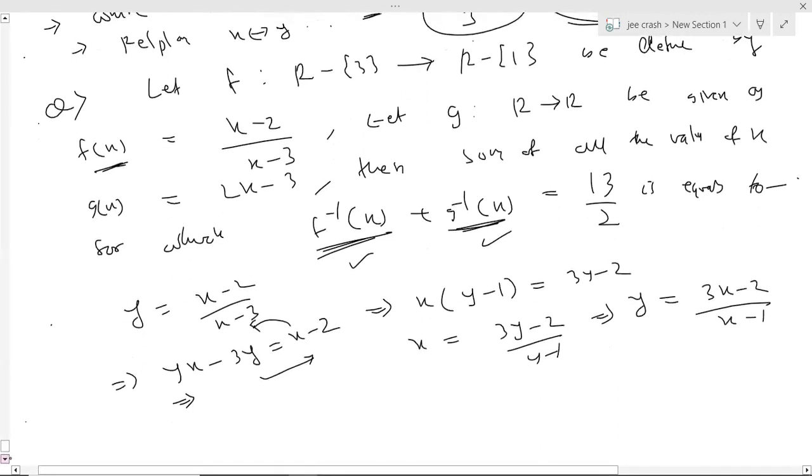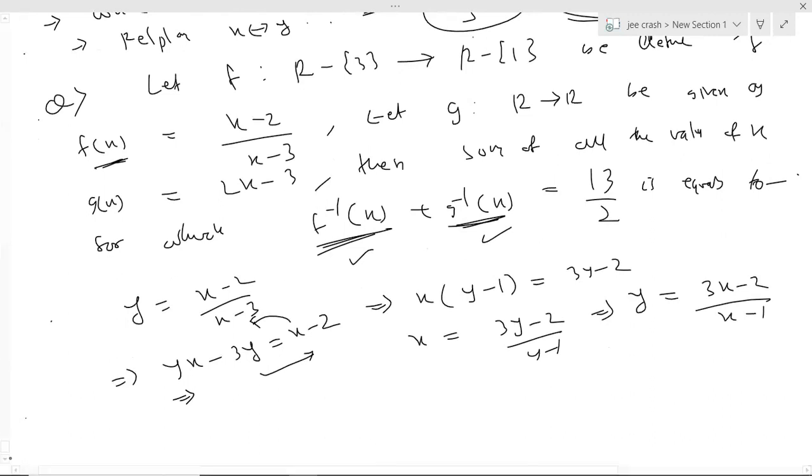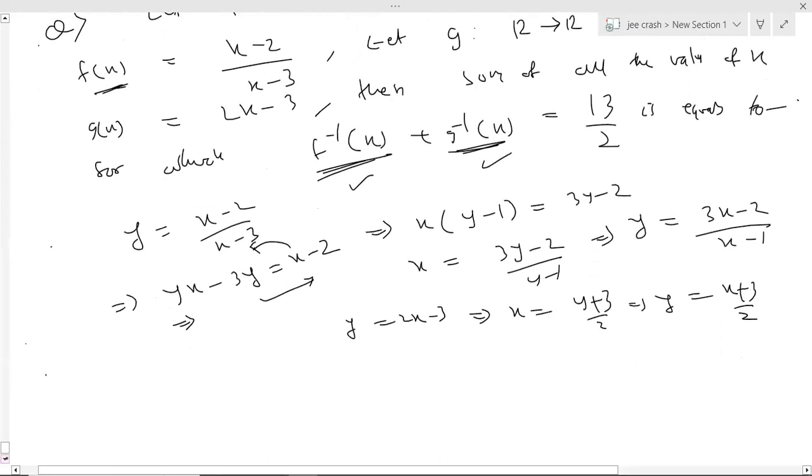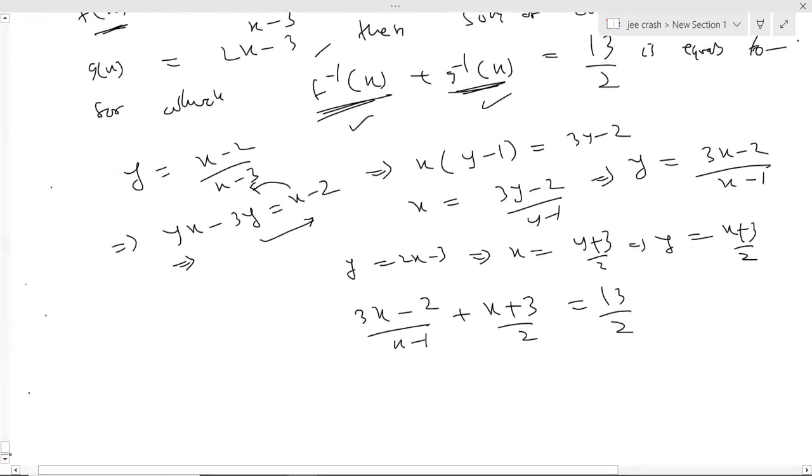Clear, everyone? Yes, sir. Next is y equals 2x minus 3. So very simple. x is y plus 3 by 2. So y equals x plus 3 by 2. Now what they are saying, the addition of them should be 13 by 2. So 3x minus 2 upon x minus 1 plus x plus 3 by 2 equals 13 by 2. All you have to do now is solve this equation, find the quadratic equation.